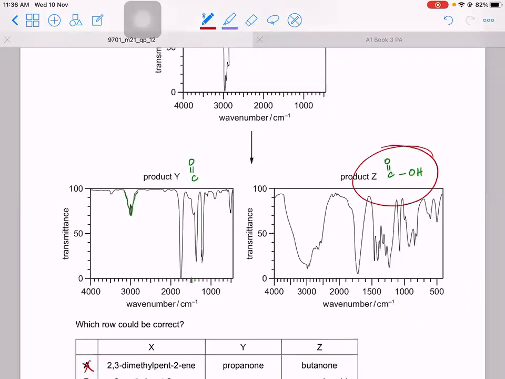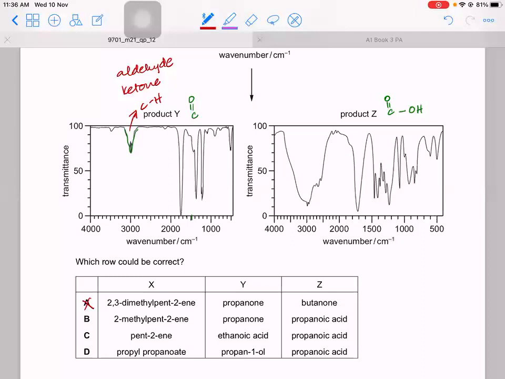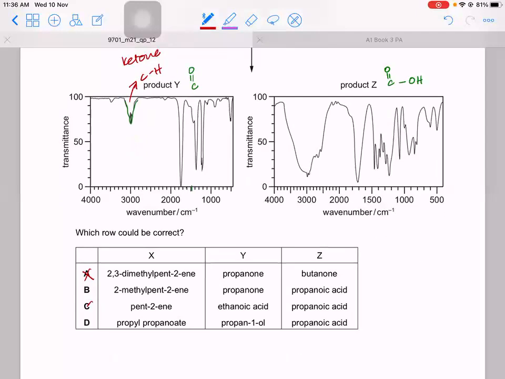You've identified this. This we don't know. This is just C double bond O. Maybe it could be a ketone because maybe this is a CH peak. So maybe it could be ketone, maybe it could be aldehyde, whatever. But one for sure is acid. So A can't be the answer. C can't be the answer because both are not acids for sure. D also can't be the answer because you don't have an alcohol. If you had an alcohol, you would not have had the C double bond O. And if you had the alcohol, there would be a broad peak here at 3000.